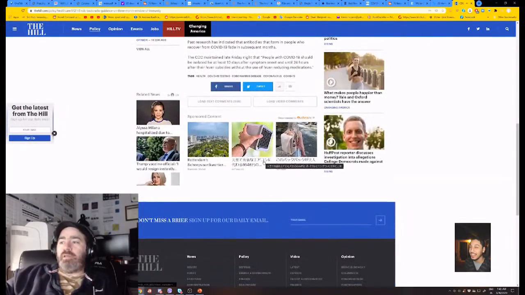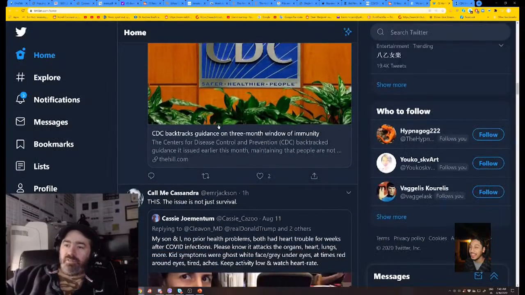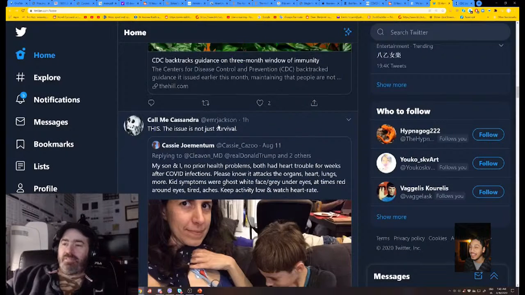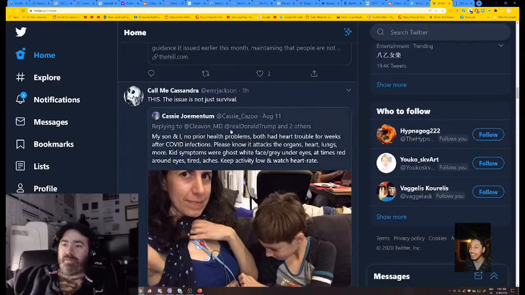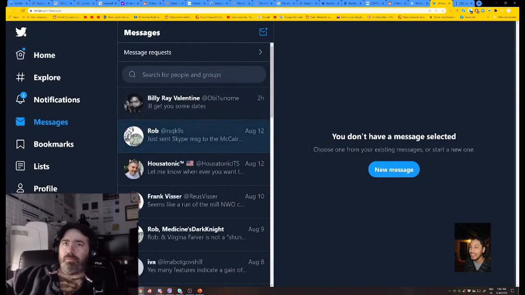I think the issue is that it's not antibody dependent, right? It's the B cells. So the issue is not just survival.